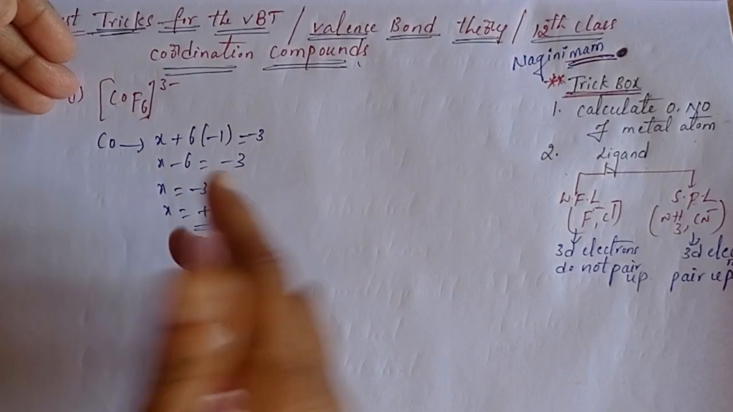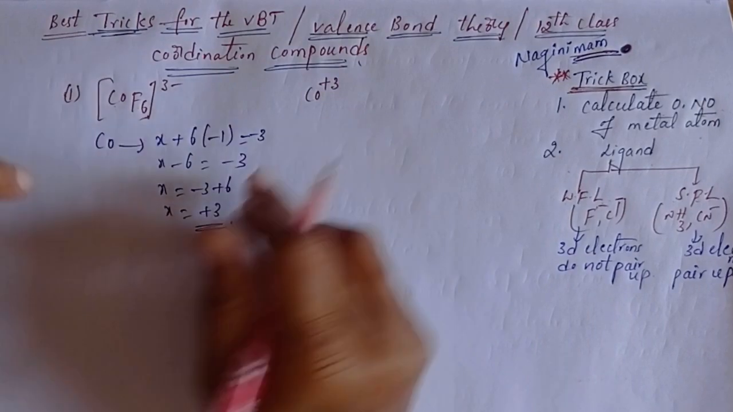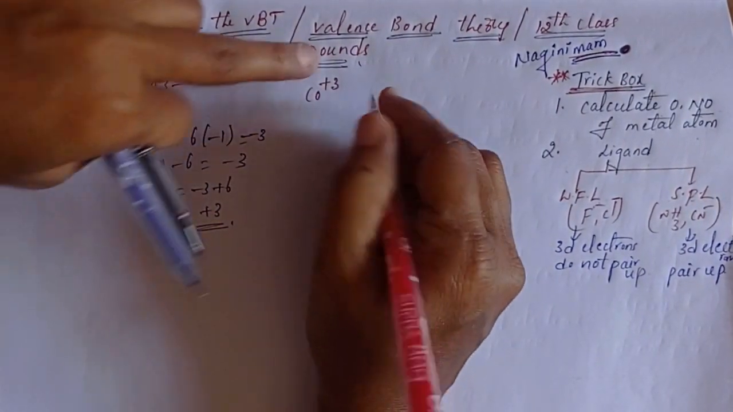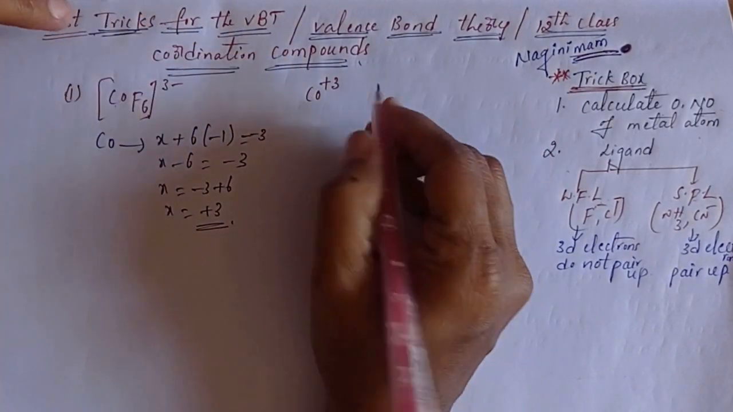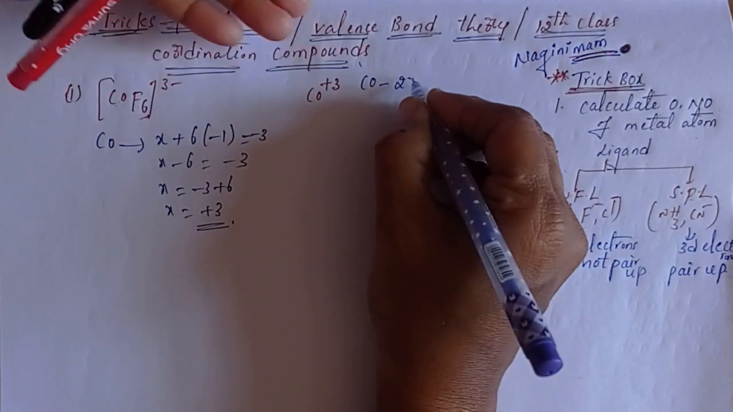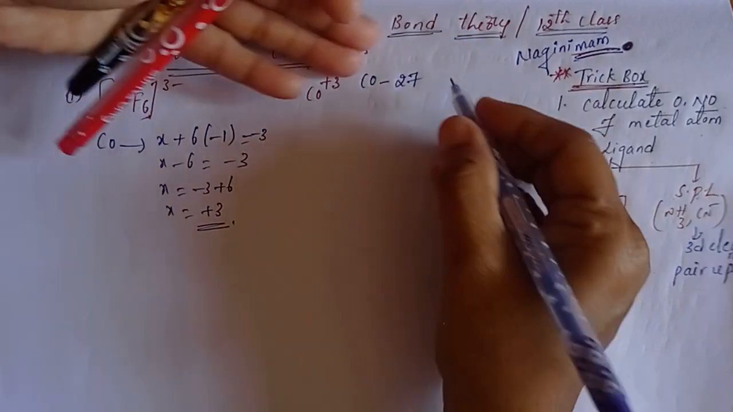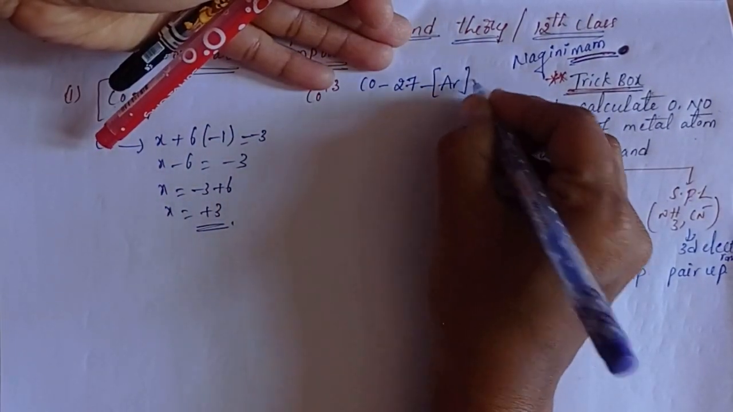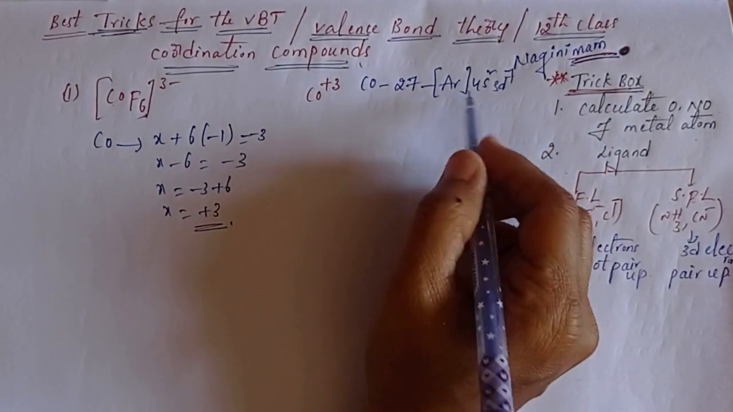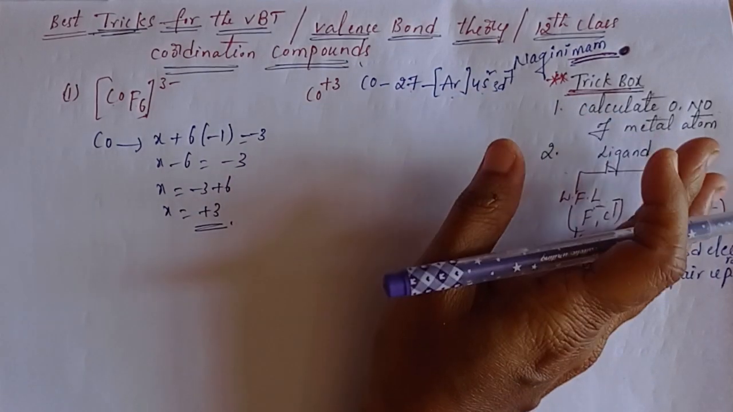Now here I am taking the cobalt oxidation number as +3. So 3 electrons are lost, Co3+. Now what is the atomic number? Cobalt's atomic number is 27, correct? Scandium, titanium, vanadium, chromium, manganese, iron, cobalt, 27. The electronic configuration is argon 4s2 3d7. Argon 4s2, till here 20 electrons over. This is 27 electrons completed.